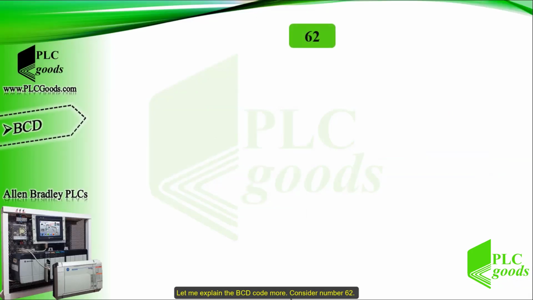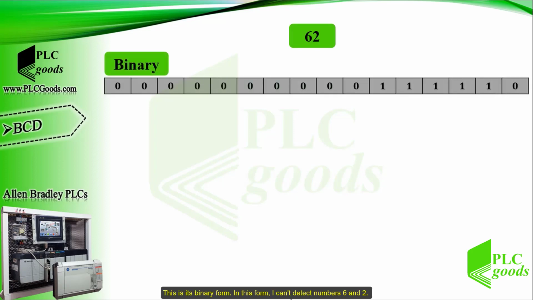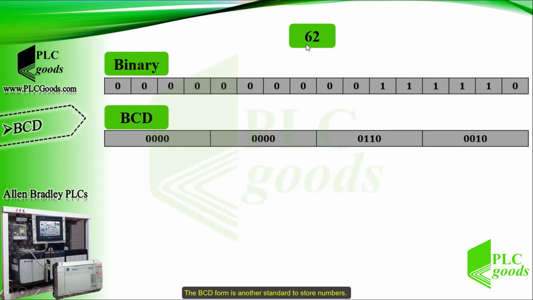Consider number 62. This is its binary form. In this form, I cannot detect numbers 6 and 2. The BCD form is another standard to store numbers. This standard uses 4 bits to store each decimal digit within a number. The BCD standard is usually used to display numbers.